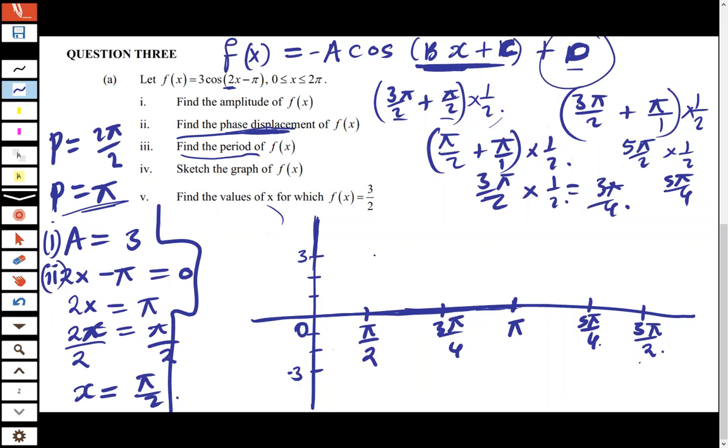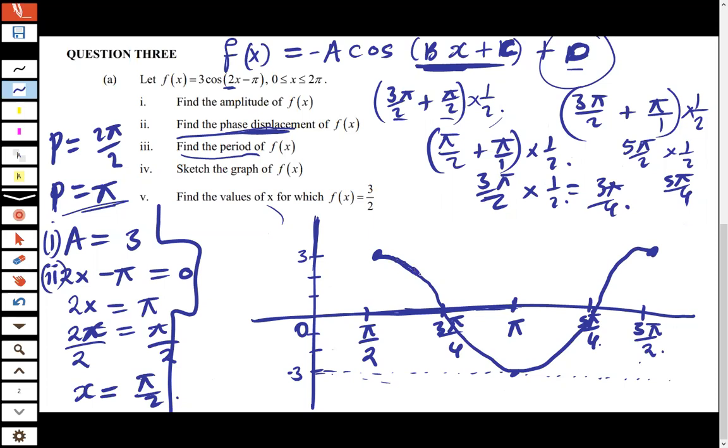So what this means now, to sketch this graph, let me just draw a dotted line there so that I know where my turning point is going to be. So it's going to be somewhere there. So the graph will now move from 3, then cut the x-axis at 3 pi over 4, then 10 at pi, then cut the x-axis at 5 pi over 4 again, and then 10 at 3 pi over 2. This is what it means. So we have sketched our graph. This is how we do the sketching.